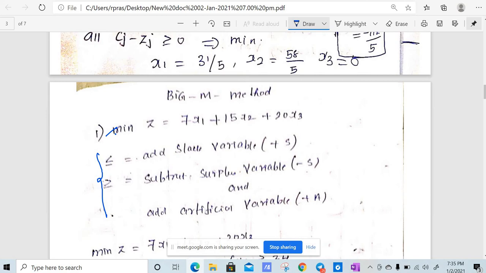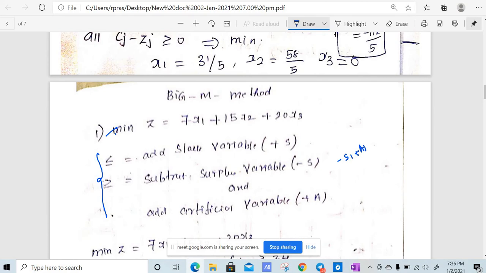But if you have greater than or equal to, in simplex method, we multiply by minus and change this to less than or equal to. But in big M method, you should not do like that. What we need to do is subtract a surplus variable and add an artificial variable. That is, in order to change greater than or equal to into equal to, you need to subtract one surplus variable and add one artificial variable. It's a very important step, right?